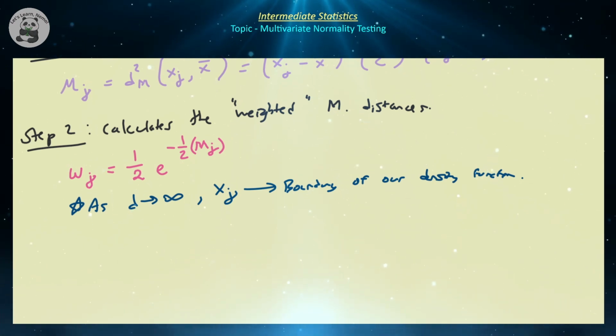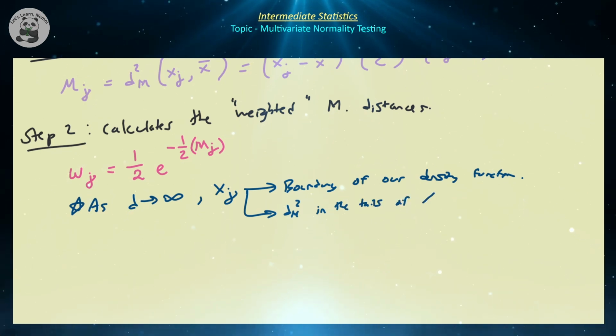So the points are going to move towards the boundary of our density function, which means that the majority of the Mahalanobis distances are going to be in the tails of our chi-square distribution, because these d squareds get bigger and bigger as we move towards infinity. So let's say the majority of these d squareds are in the tails of the chi-squared. Not all, but the majority of them.